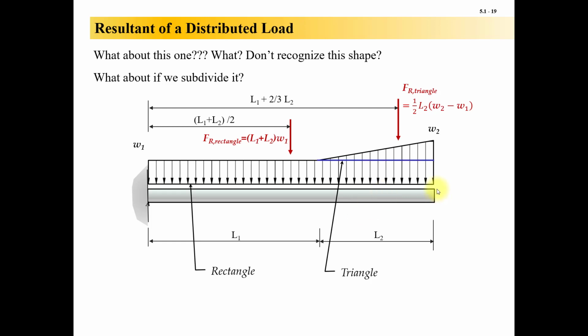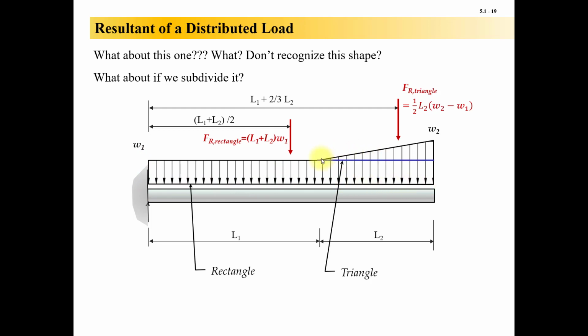So if we want to, we can turn it into 2 resultant forces to take care of this distributed loading. So now we've got that rectangular uniform loading down here. That's going to be of an intensity W1, and it's going for a length of L1 plus L2.